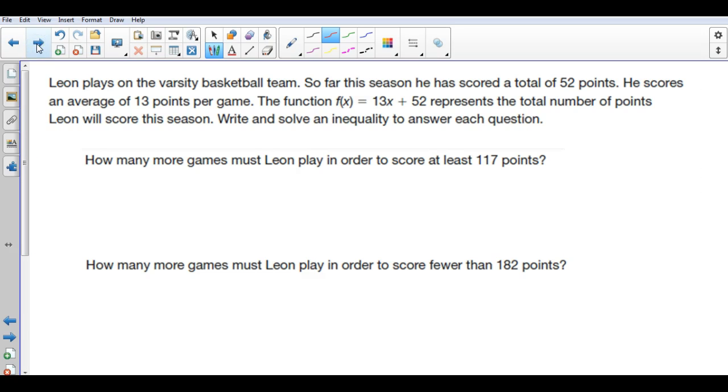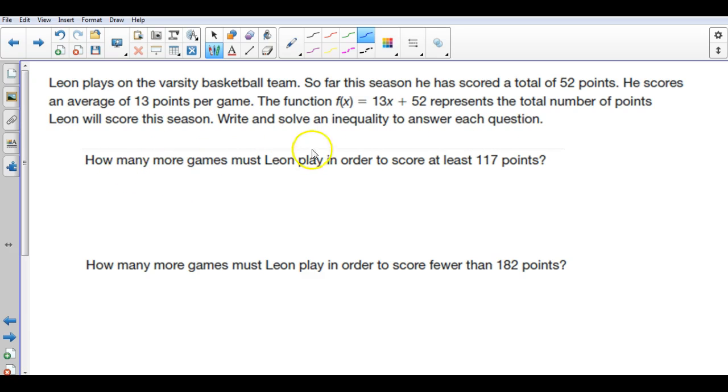So in those examples, we used a graph. The ones that we're going to do next, we're going to use an equation for. So Leon plays on the varsity basketball team. So far this season, he has scored a total of 52 points. He scores an average of 13 points per game. So here's my function again: f of x equals 13x plus 52, representing the total number of points he's going to score this season. Write and solve an inequality to answer each question.